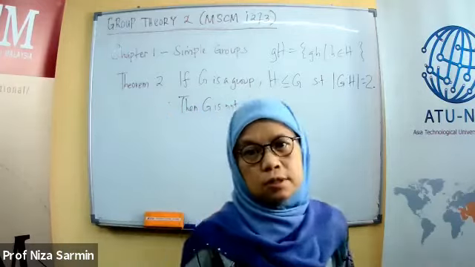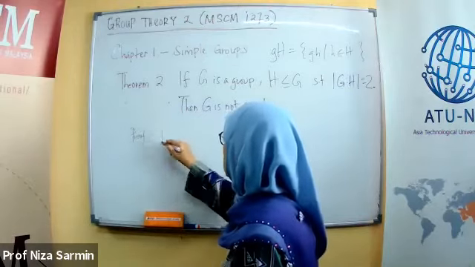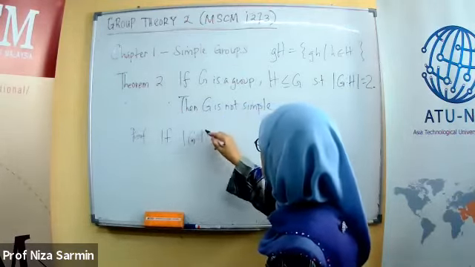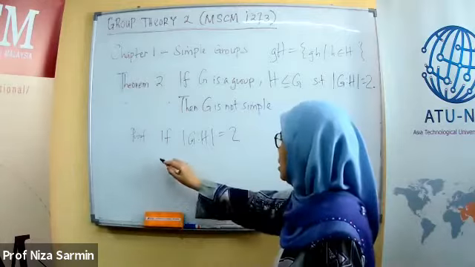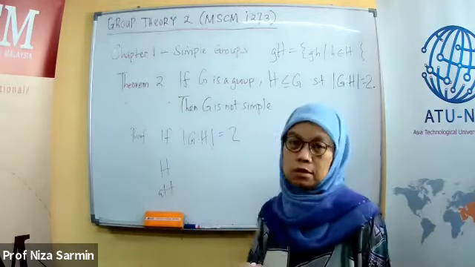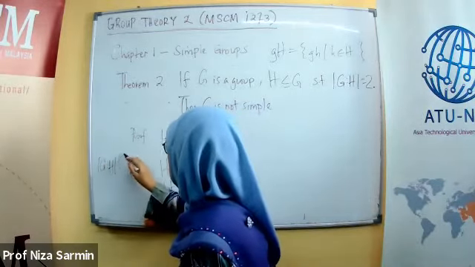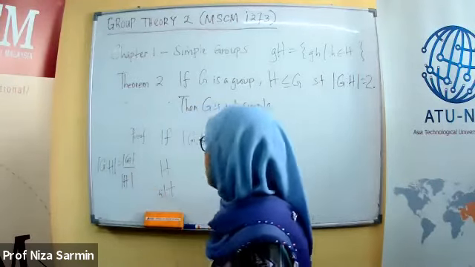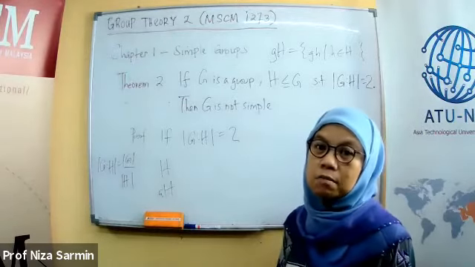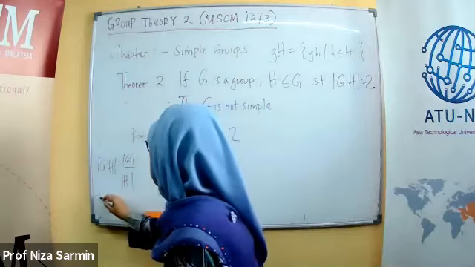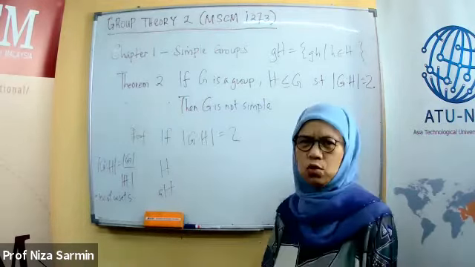Okay, this is from a previous course. If the index is 2, you only have two cosets, right? One is H, one is aH. You only have two cosets. The index is 2. The index means the order of G over the order of H, and by Lagrange's theorem is actually the number of cosets. Okay, so you only have two cosets.